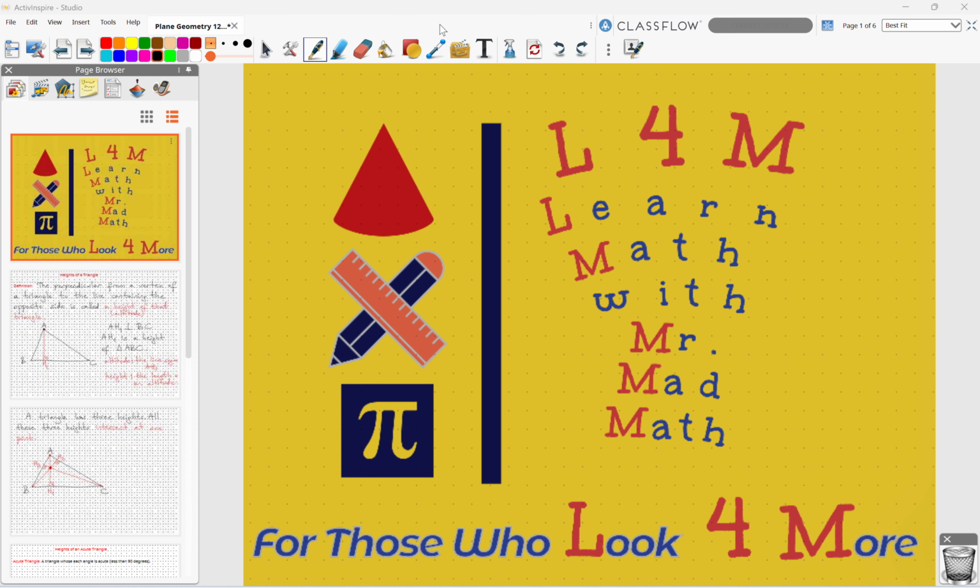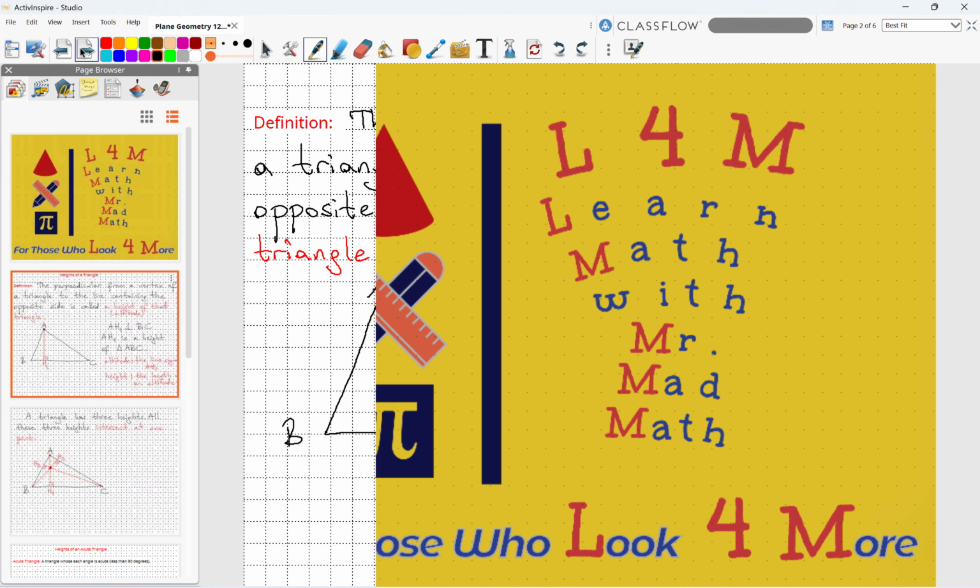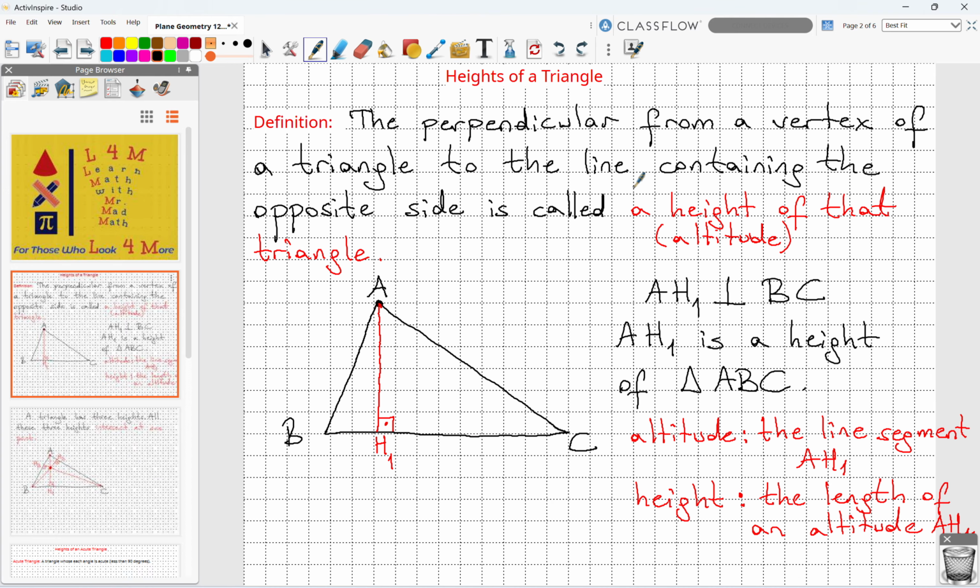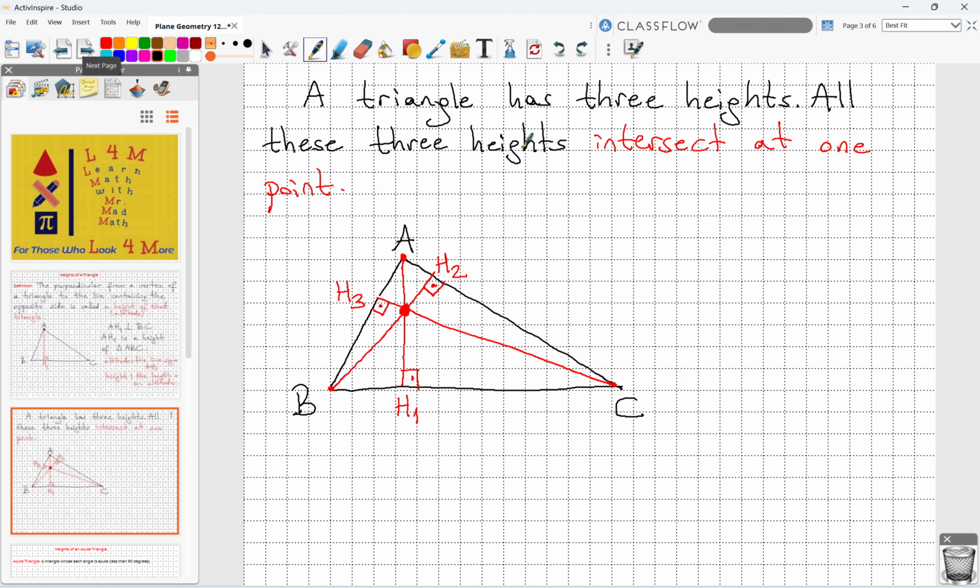Hi, welcome to L4M. In the previous video, Plane Geometry 12.1, if you remember, we learned the height of a triangle and we stated that all three heights of a triangle intersect at one point. In this video, we will see how those three heights intersect.